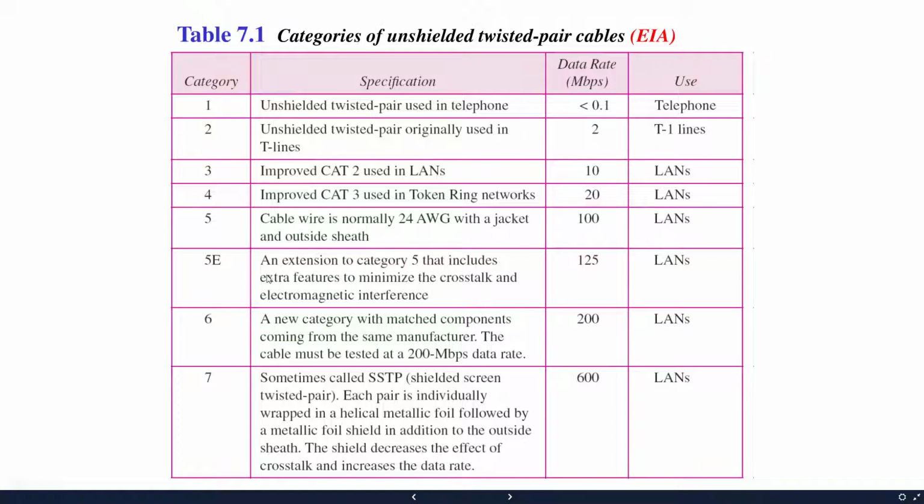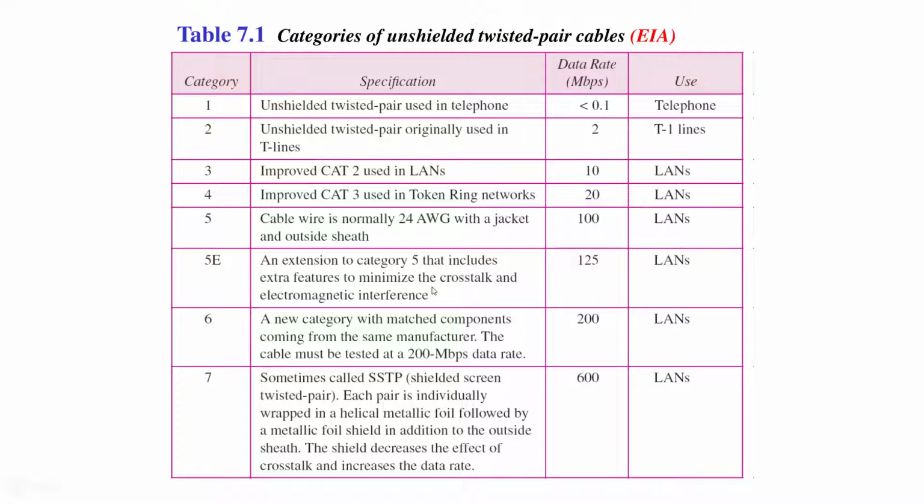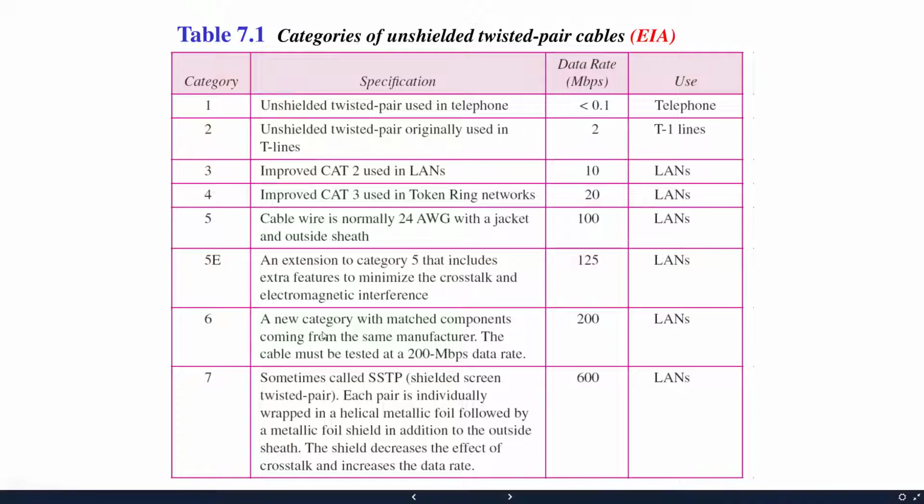Okay, the ones that use a better category is the Cat 5e, which includes extra features to minimize crosstalk and electromagnetic interference. That means it's better protected from noise coming from other sources. So there is better reliability when it comes to transmission of data. So as you go down from one level to another, the data rate also increases, and so is the speed, and so is the price. The cost also goes up.